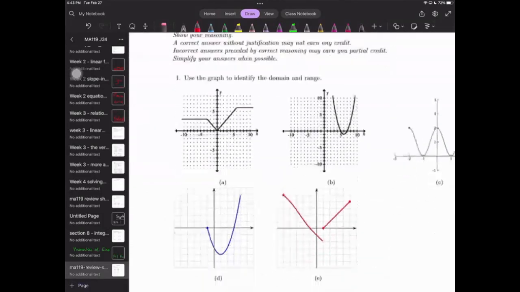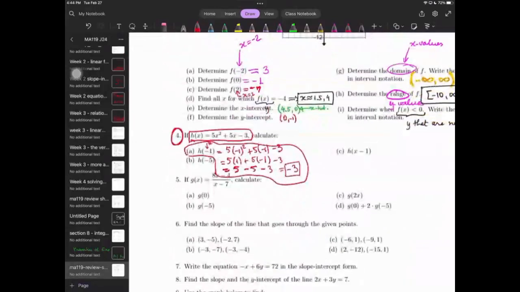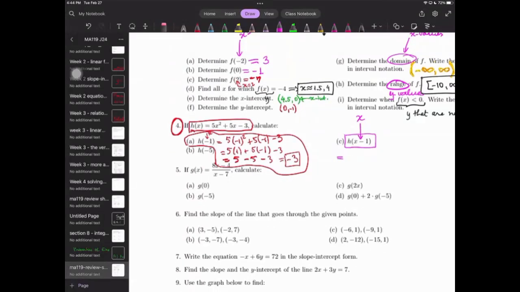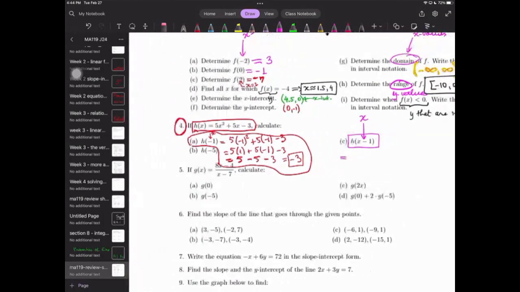All right, so for letter C of number 4. Please note that it asks you not what's h of a number, but h of x minus 1, meaning x will be replaced by x minus 1. So it's an expression. We did a couple of similar examples in the beginning of functional data. Whenever I see x, I'm going to replace it with x minus 1.